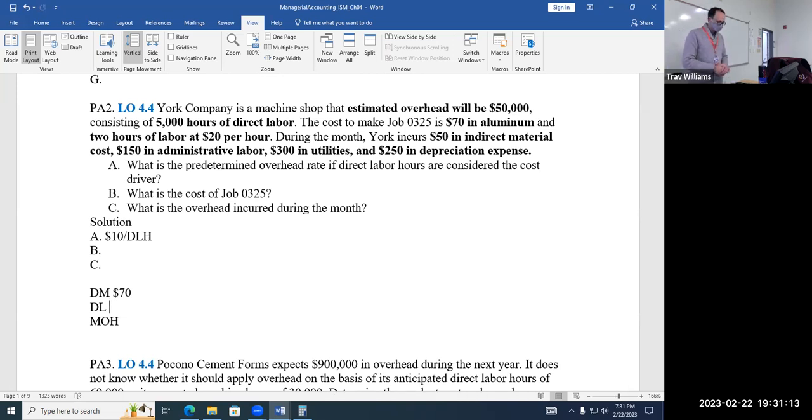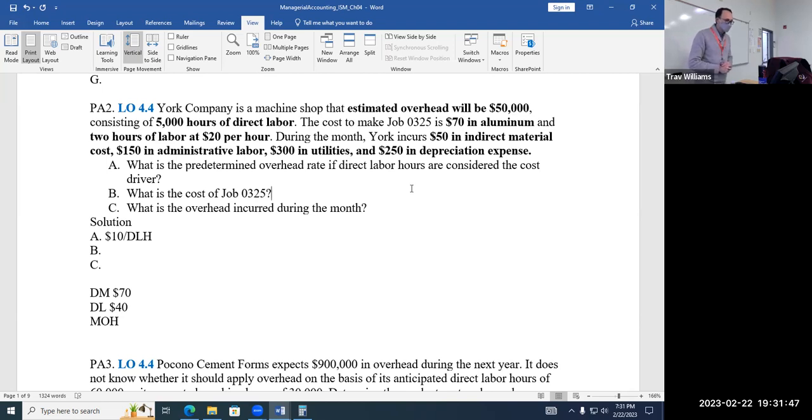$40. Okay, and how'd you get that, Marcus? You multiply the 2 hours by $20 an hour. That's exactly right. There were 2 hours of labor at $20 each. One thing you have to remember about labor is they'll often give you the number of hours and the rate separately, and you just have to multiply. Okay, and what is our manufacturing overhead for this job? $750.